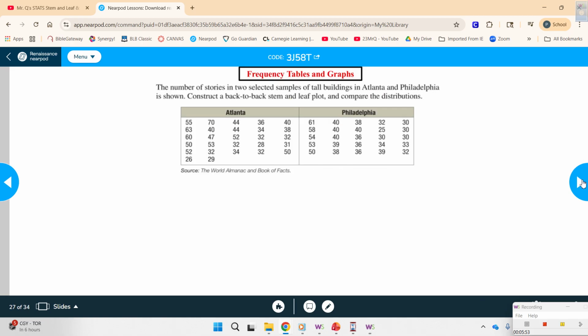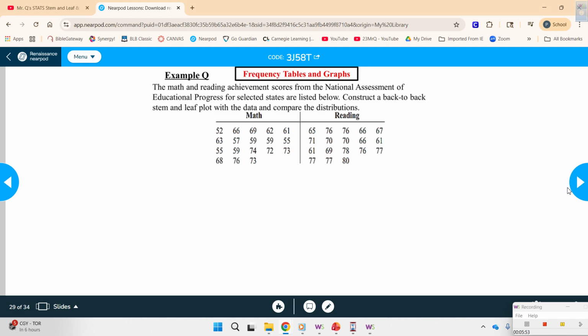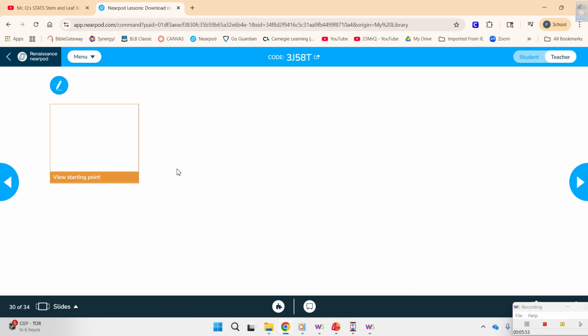Then we got into the back-to-back to explain it. However, we're going to do one together. So on your paper, write example Q. Example Q. Don't copy the data. I'm going to send you the one where you can cross out numbers.